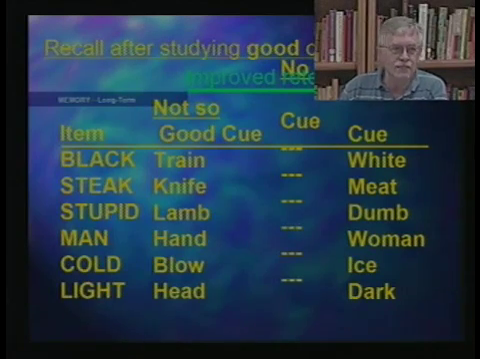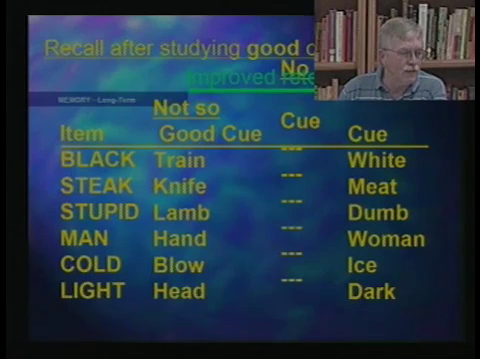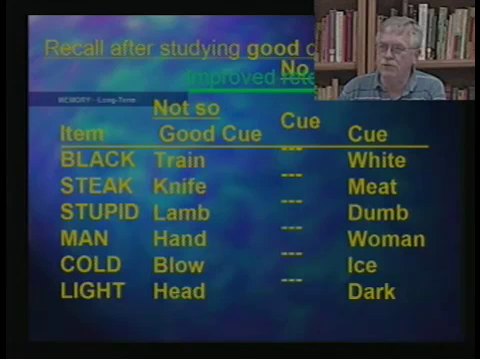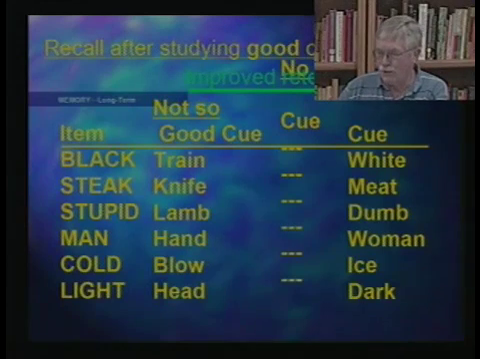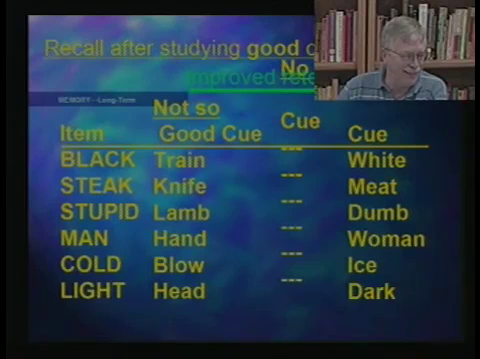Okay? So in this situation, if we study good cues, we then find that good cues are the best ones to cue recall in this situation. Okay? Now, I don't know what's going to happen on this next one because it is really complex what I asked the computer to do here. But now what I'm going to do is to show you another condition.